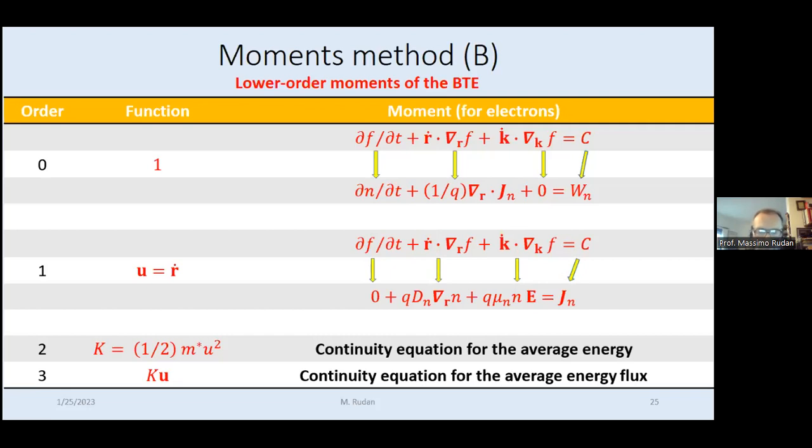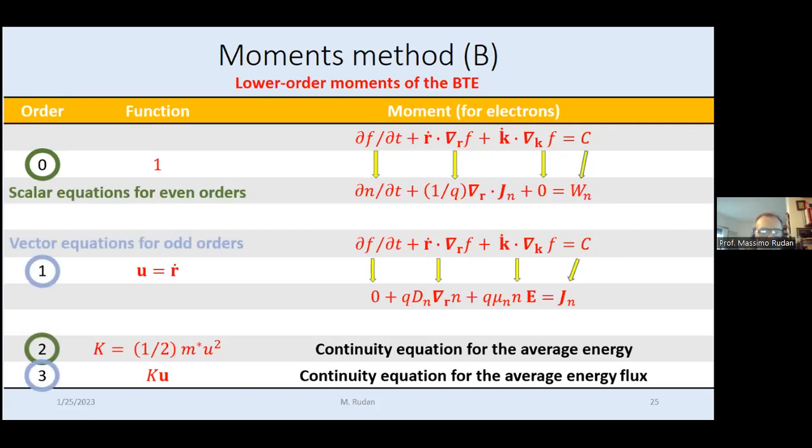So we may continue in this way. We may, for instance, think of multiplying by U squared. Or equivalently, since U squared is proportional to the kinetic energy of the electron, we may multiply the equation by the kinetic energy and then integrate. The result of it is the continuity equation for the average energy of the electrons. If we continue, we may multiply by U cubed, or equivalently by U times the energy. And this provides the continuity equation for the energy flux. And we can go as long as we wish, taking more and more equations of this type.